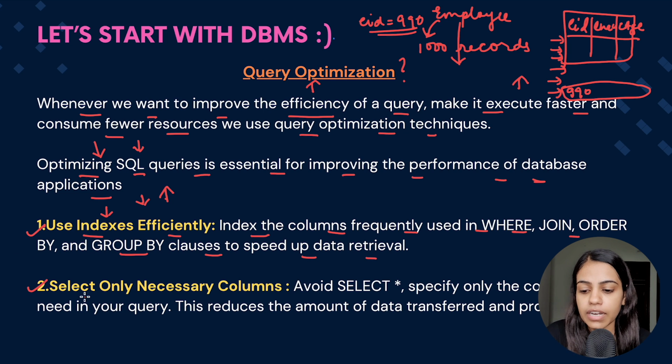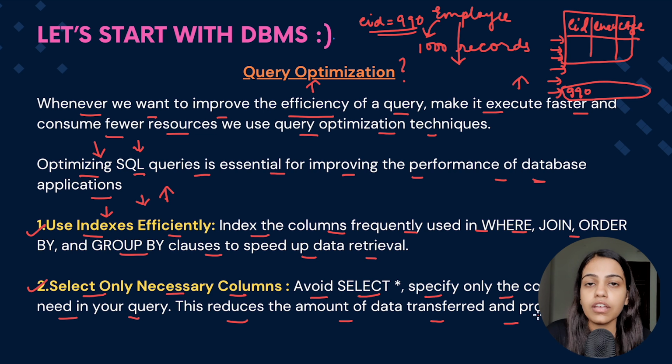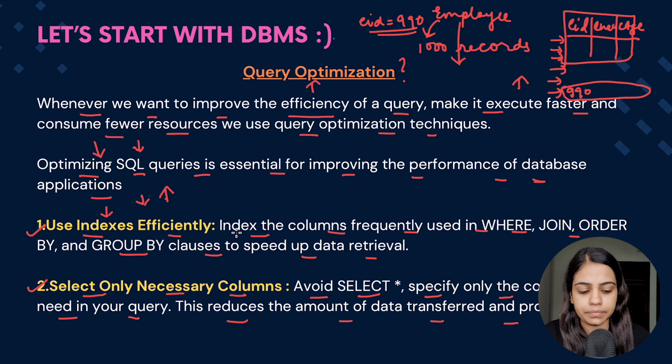Now coming to the second point, that is select only necessary columns. Avoid using SELECT *, and select only the columns you need in your query. This reduces the amount of data transferred and processed. In most cases we use SELECT * to fetch some of the details. But if we know that we have to fetch only some specific columns, it's better to provide the columns rather than providing a SELECT *, which will fetch all the details or all the attributes present for that particular employee or that particular XYZ entity. So if we want only specific columns, it's better to use those columns with the SELECT statement rather than using SELECT *.